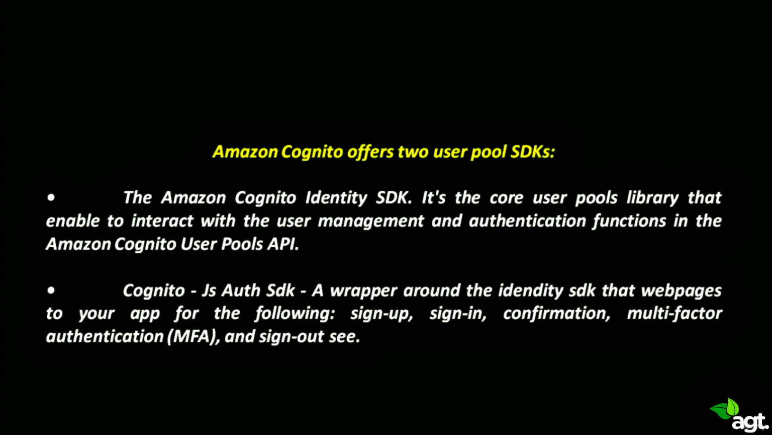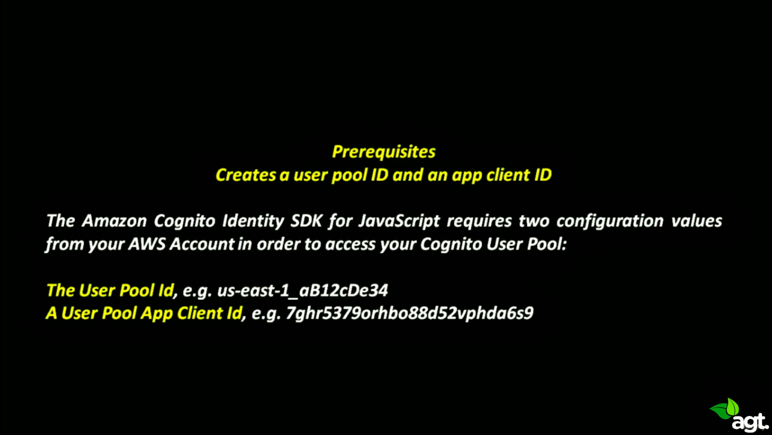Amazon Cognito offers two user pool SDKs. Number one is the Amazon Cognito Identity SDK. It is the core user pools library that enables you to interact with the user management and authentication functions in the Amazon Cognito User Pools API. And the Cognito JS authentication SDK is a wrapper around the Identity SDK that adds web pages to your application for the following: sign up, sign in, confirmation, multi-factor authentication, and sign out.